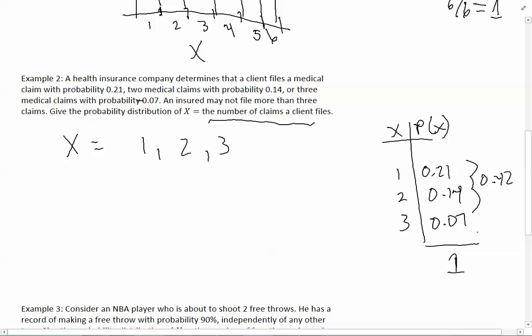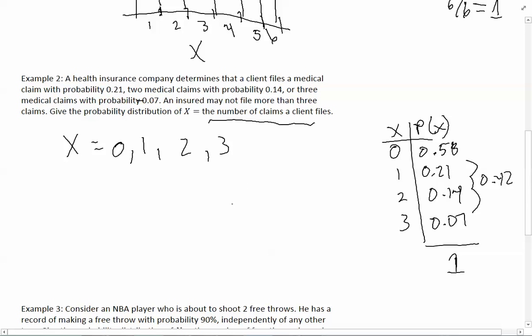Well, what else are we missing? Well, it didn't say it here, but a person doesn't have to file a claim. If you think about it from this practical standpoint, as an insured, you may not file any claims at all. So that must mean that if you can't file more than 3 claims, that you could file 3, 2, 1, or 0. And so if there's a 42% chance that you file 1 or more claims, then that means there is a 1 minus that, which is 0.58, or 58% chance that you don't file any.